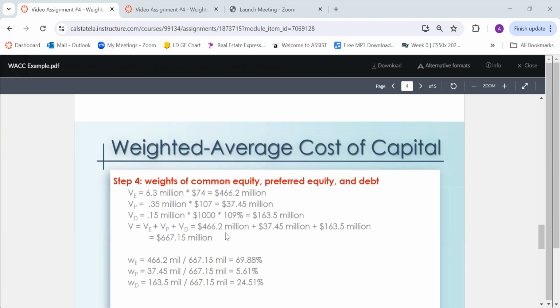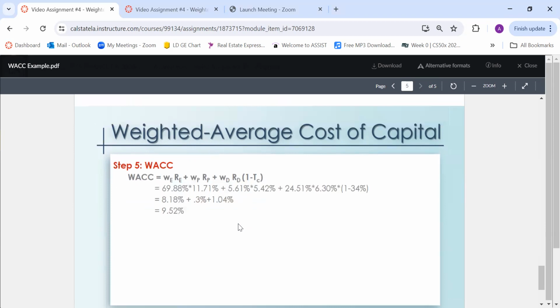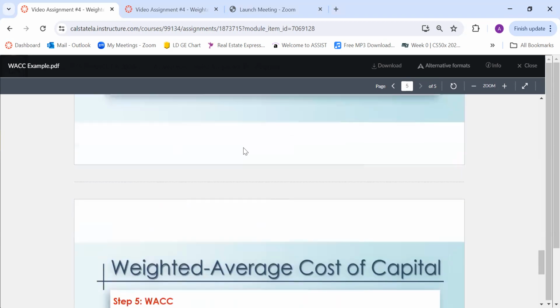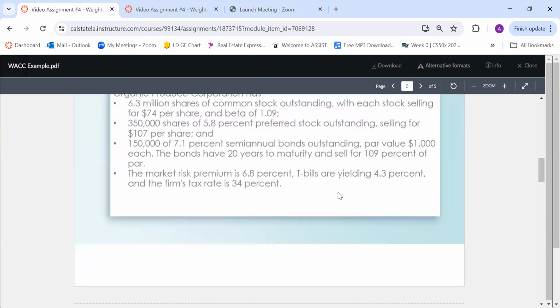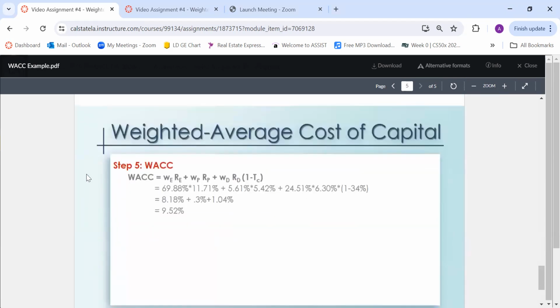667.15 million. And then we're going to divide each individual number that we got to get our weight. So weight for equity, we're going to get 69.88%. Preferred stock is 5.61%, and debt is going to be 24.51%. Now with those percentages, and also the tax rate, we can implement that into our WACC equation.